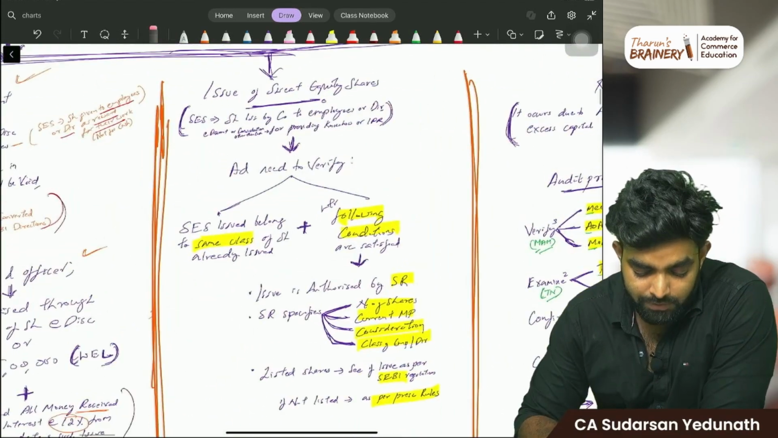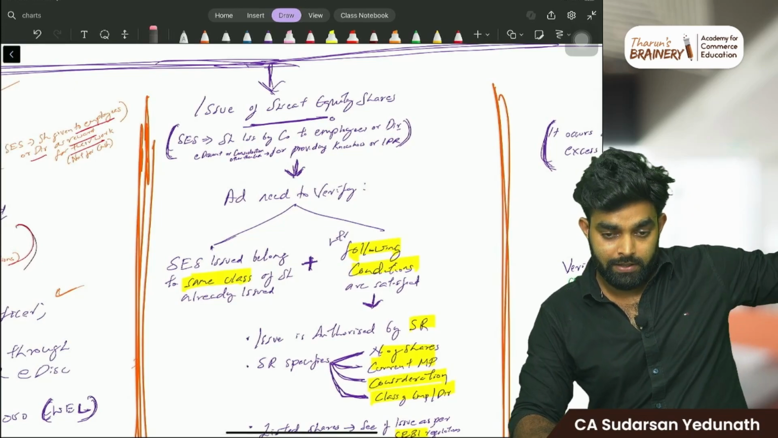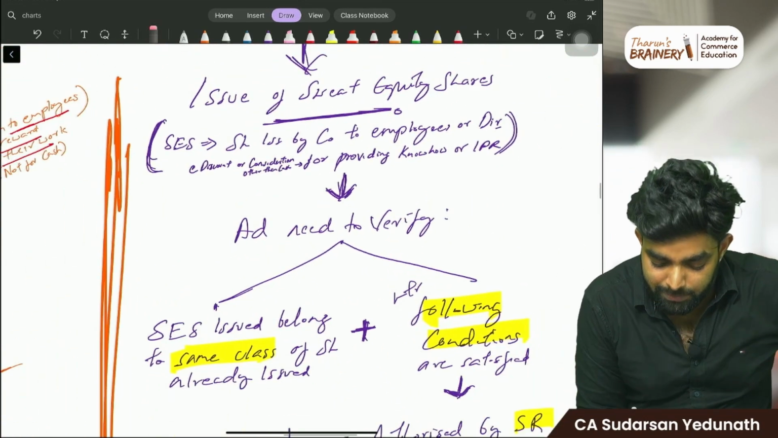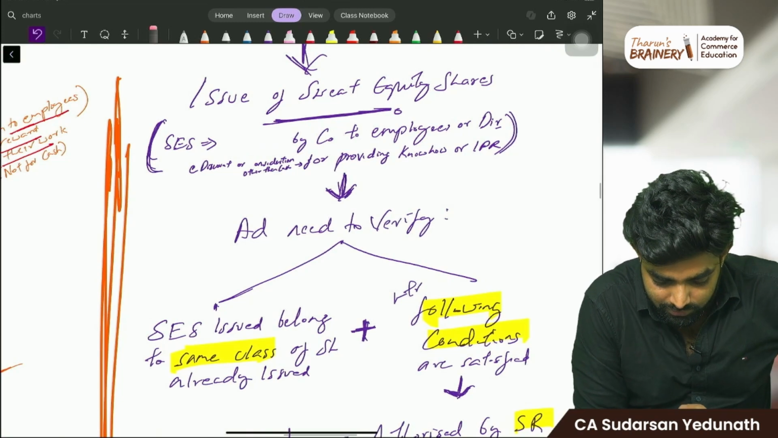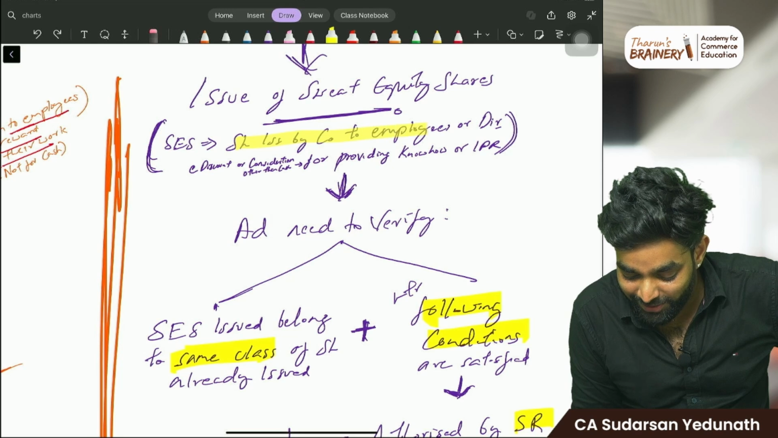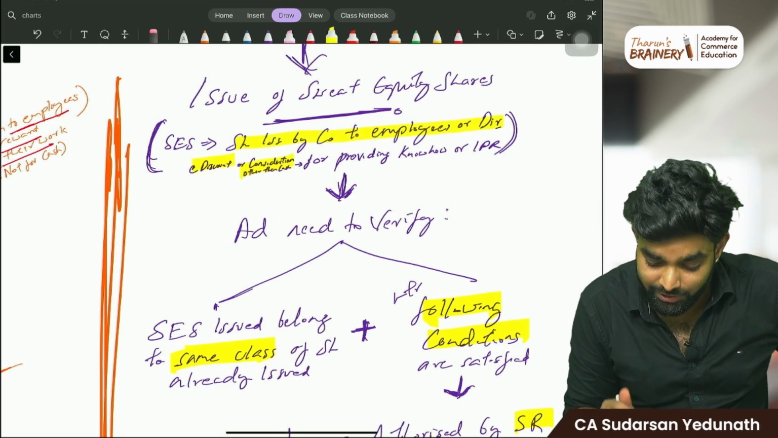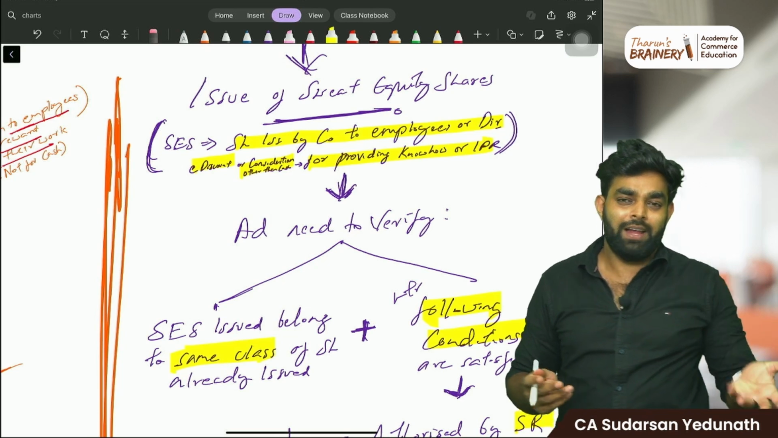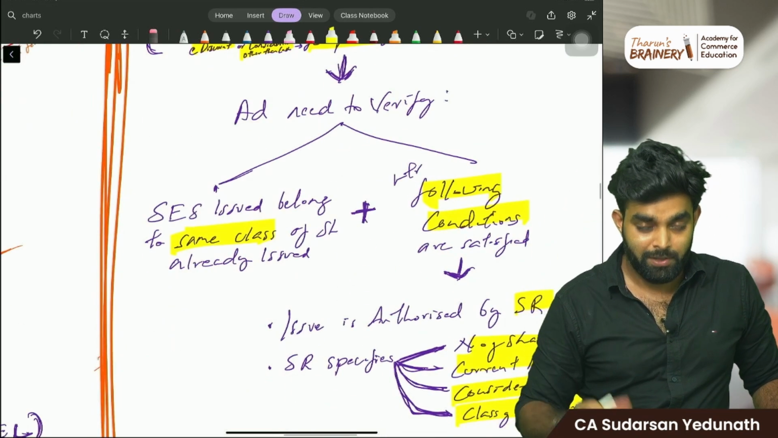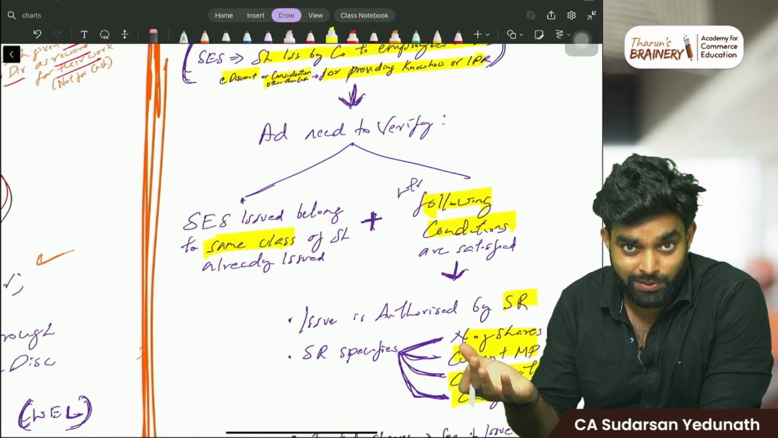So next is issue of sweat equity shares. Sweat equity shares, take a pause and study all the 3. Then issue of sweat equity shares. Sweat equity shares means shares issued by the company to employees or directors at a discount or for consideration other than cash for providing know-how. Shares issued to the directors or employees at discount. That's it. Keep in mind, sweat equity shares are not that important, like what is sweat equity shares, they will not ask you.